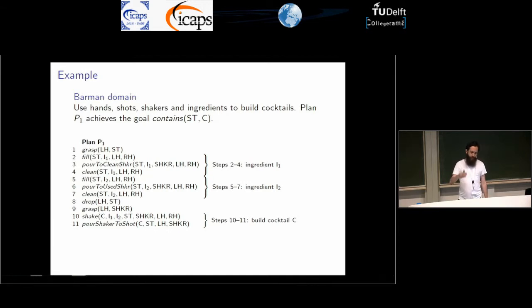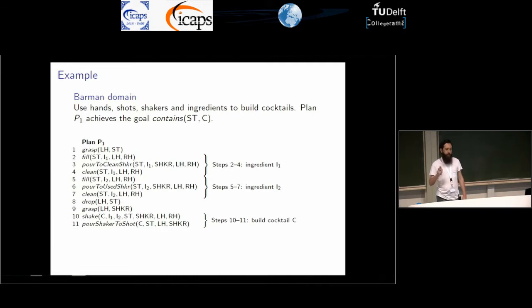Now over the first few steps, it pours ingredient 1 into a shot glass, and then from the shot glass into a shaker. And then over the next few steps, it does the same thing with ingredient 2. And then it puts down the shot glass, picks up the shaker and shakes it, pours it back into the glass, and that achieves the goal.